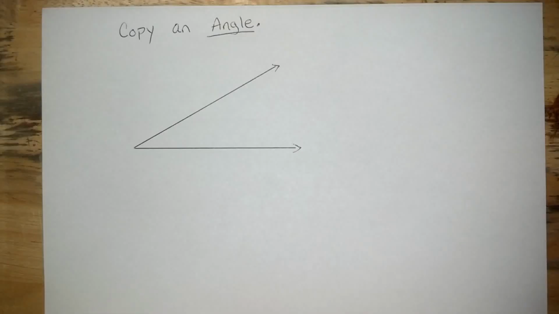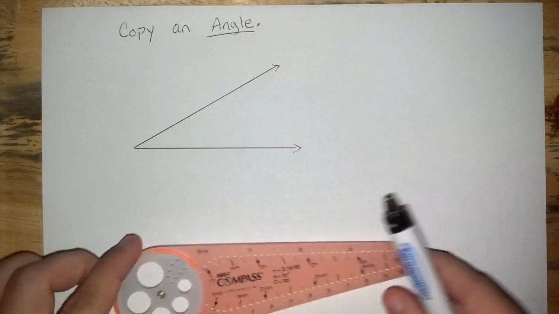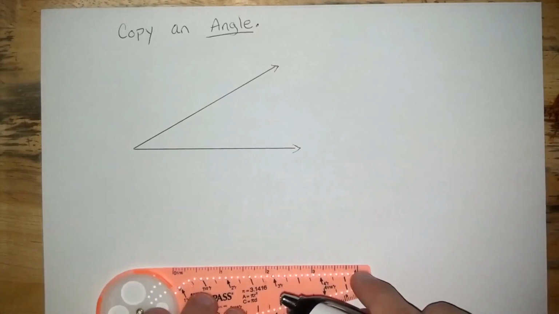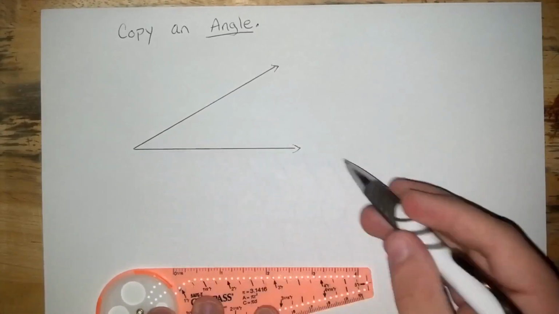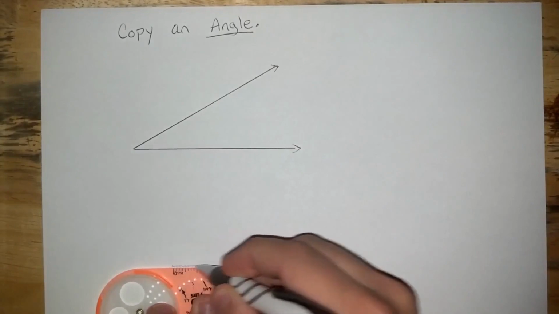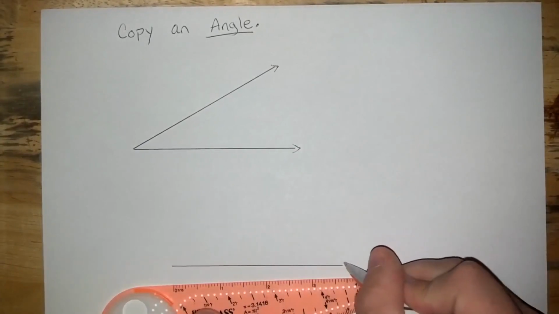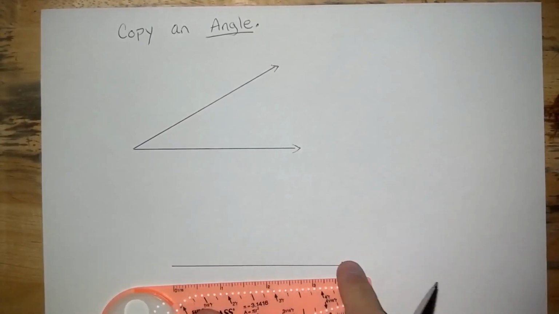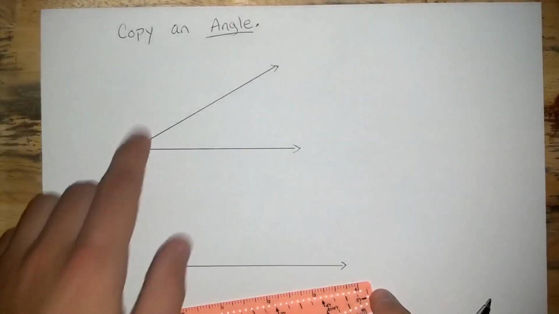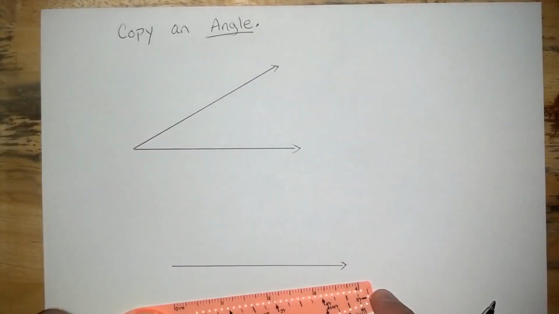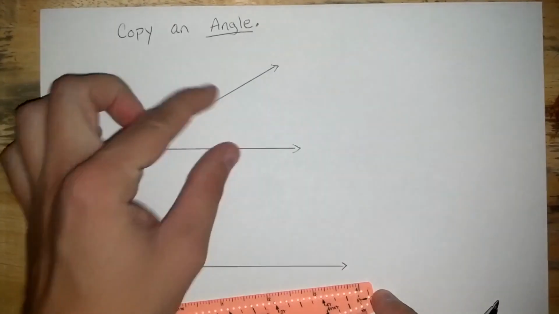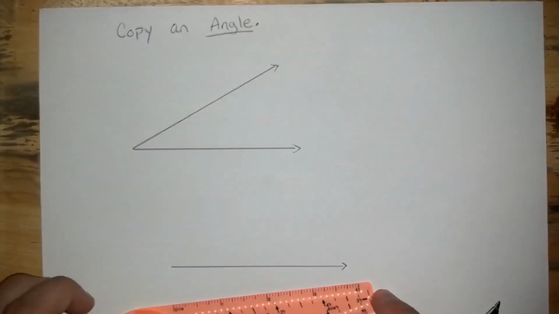How to copy an angle using a safety compass. First, have an angle. Next, go ahead and use your safety compass and create a ray that will act as one of the sides for your angle. Right here, I've created basically one of the sides for my angle. Next, we have to figure out how big this gap is so that we can recreate it down here.